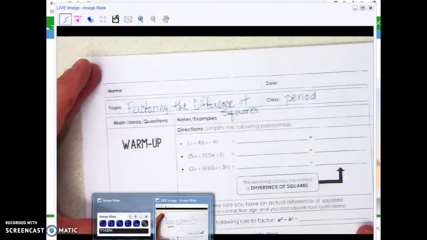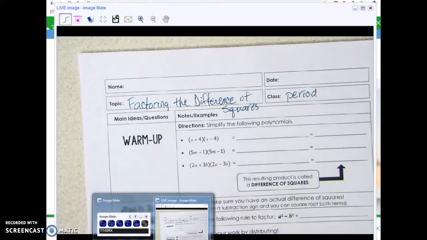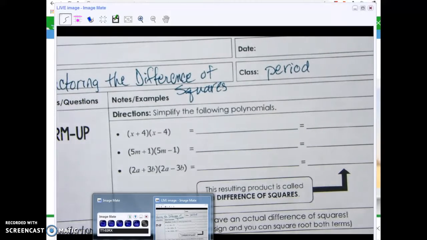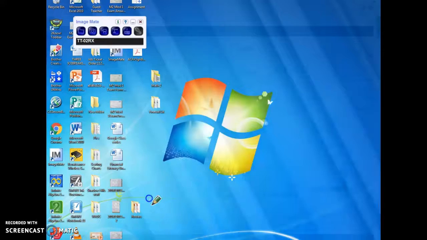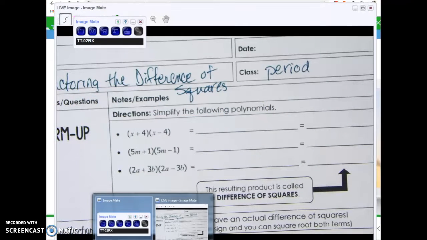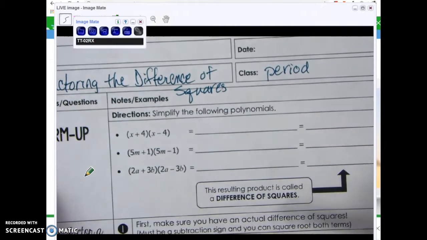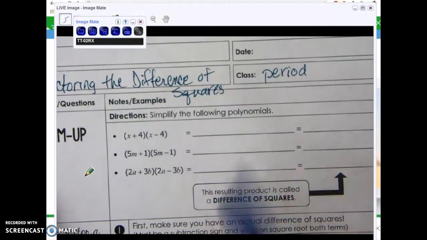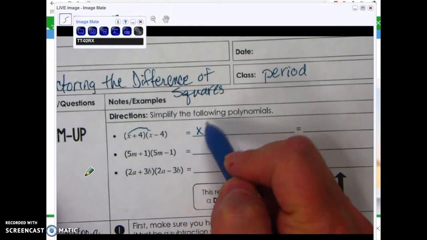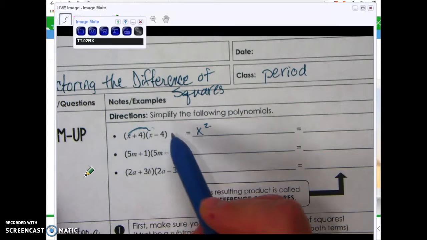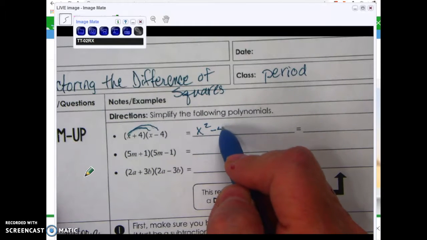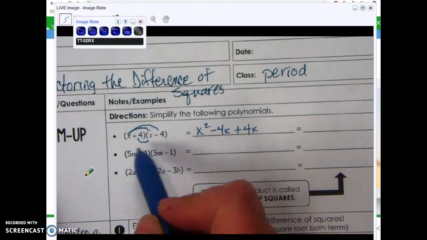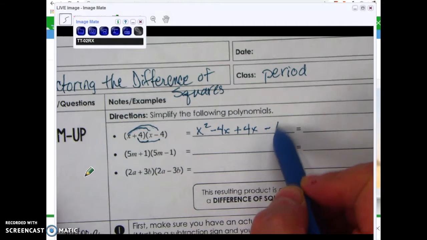The first thing we want to look at is a little warm-up, to remind you of what you already know. You just took a test on this a while ago, and most of you understood what this was going to do when you multiplied it out. So let's do it. X times x is x squared. Then x times negative 4 gives you negative 4x. Positive 4 times x gives you plus 4x. And positive 4 times negative 4 is negative 16.